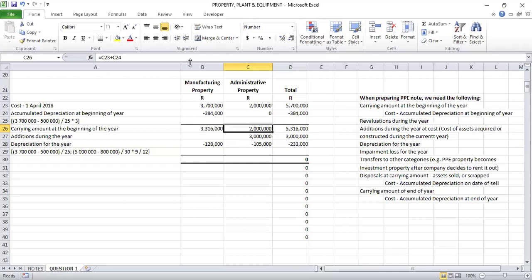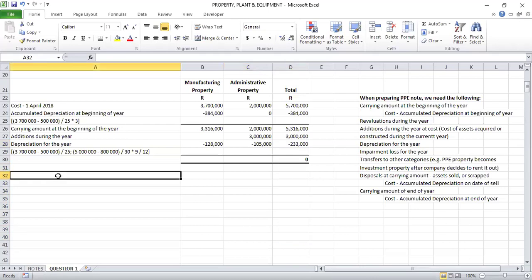And to Junior, if the asset was not yet ready for use, there was not going to be any depreciation on that asset. If they'd said by 2018, this admin building was not yet ready for use, we're not going to have depreciation. Depreciation will only begin when the asset is ready for use. Right. So that's it on the manufacturing and administrative property. Those are the calculations.